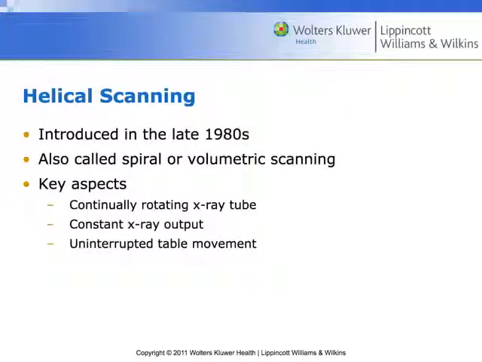So helical scanning was introduced in the late 1980s, and I typically call it helical or volumetric scanning. Some of the texts will call it spiral scanning. But again, it's the honey-baked ham way of doing things. So it's continuously rotating the X-ray tube while the table moves. There's uninterrupted X-ray output, and there's uninterrupted table movement as we're moving.